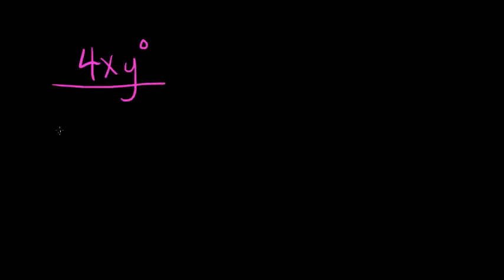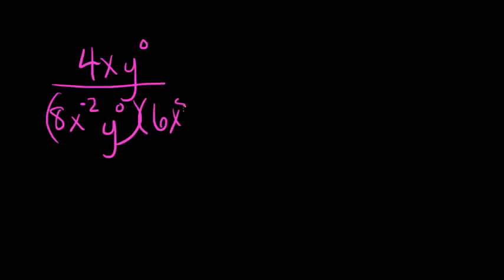Okay, I'm going to give you one to try on your own, and then I'll give you the answer so you can see how you did with it. Let's get a new layer so I can write. Okay, 4x y to the 0 divided by 8x to the negative 2 y to the 0 times, multiplication on the bottom this time, 6x to the 5th. Go ahead and pause the video, try and work this one out on a piece of scratch paper, and then we'll see how you do.